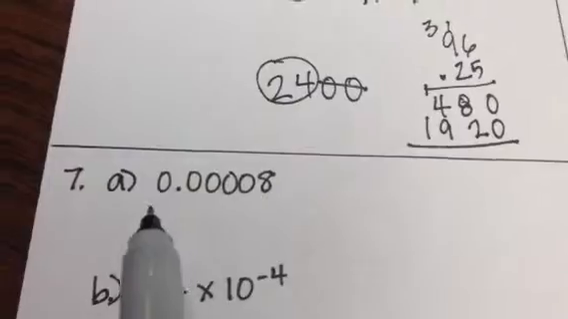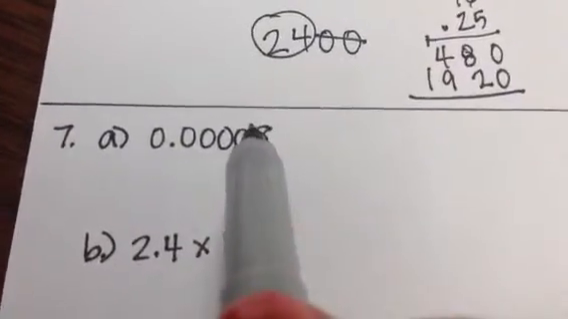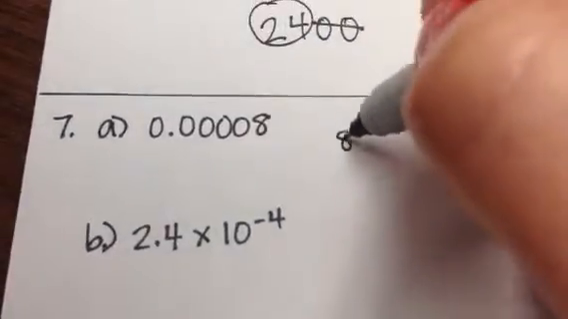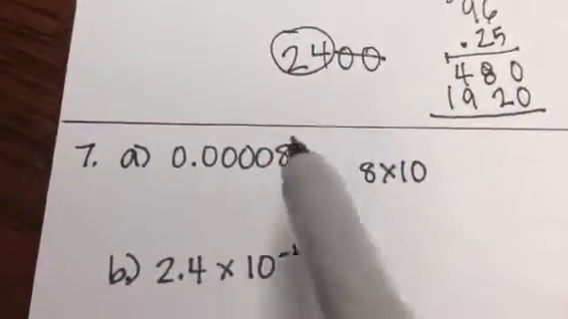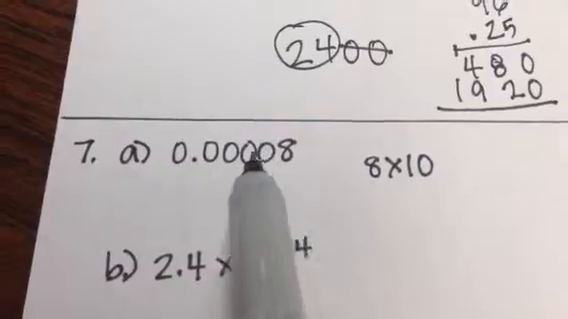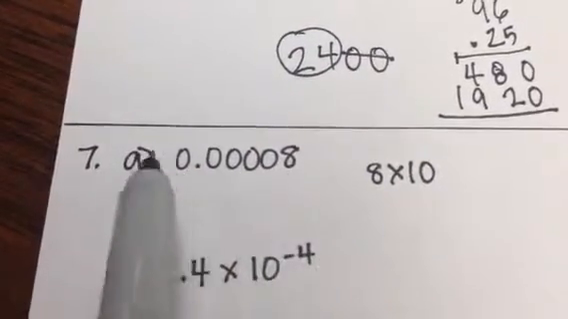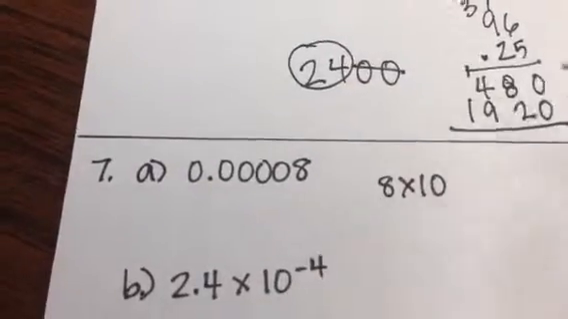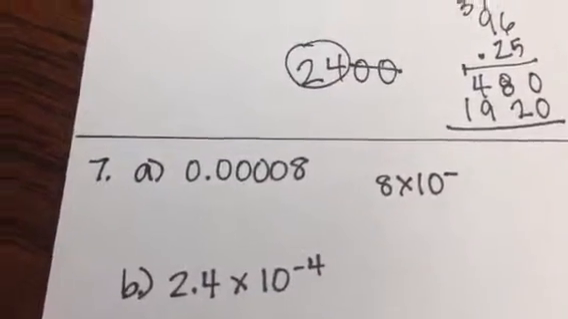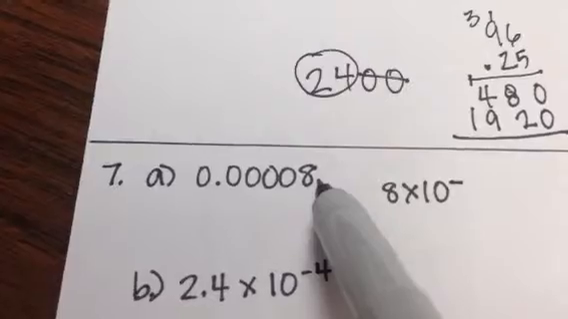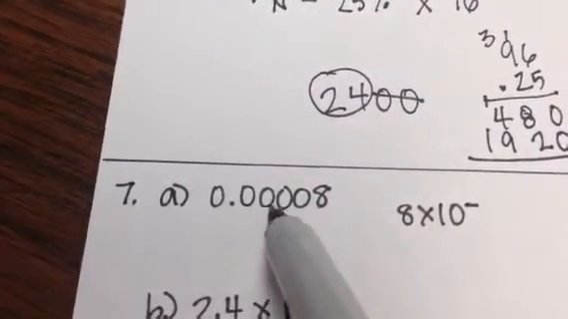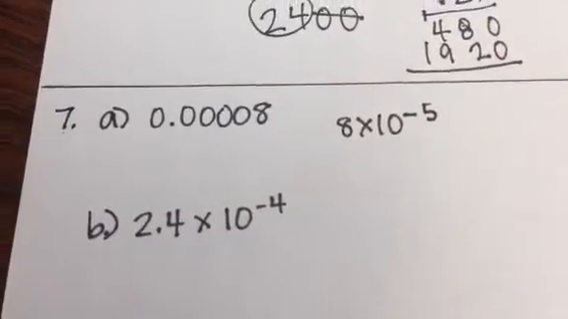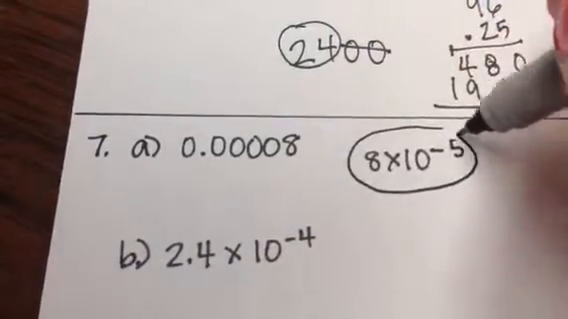The next question, we should be really good at this. It just asks us to put this big number in scientific notation. So I know it's going to be 8 times 10. Now, if I have this number 8, which way did my decimal travel? It traveled to the left. So that means I have a negative number. Well, how many negatives? It started over here, right? I have 1, 2, 3, 4, 5. So 8 times 10 to the negative 5 is the answer for that one.